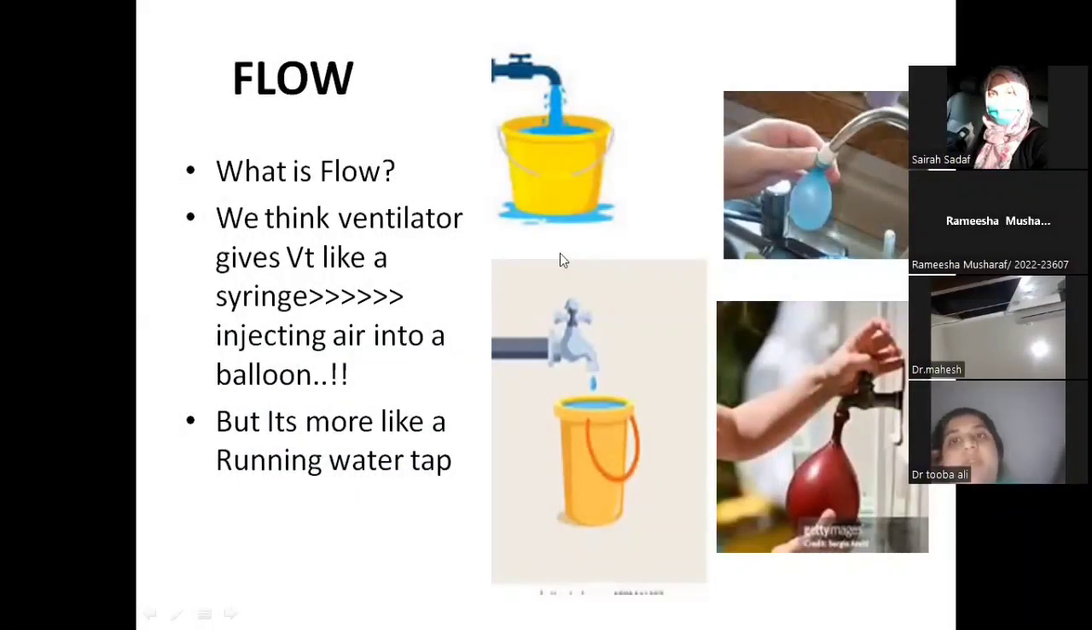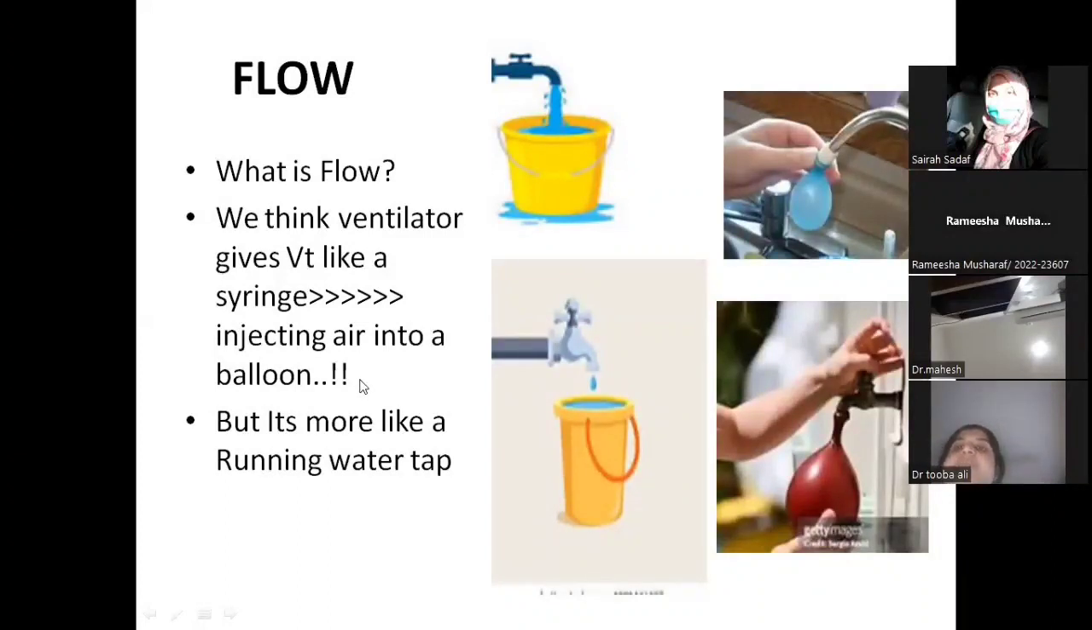It is a very interesting curve, and the concept behind the curve is even more interesting. You can see the buckets, and you can see the balloons here filling with water, and then we are trying to empty it. Now let me ask, what do you think flow is? The ventilator gives a tidal volume like a syringe injecting air into a balloon. Do you think like that?